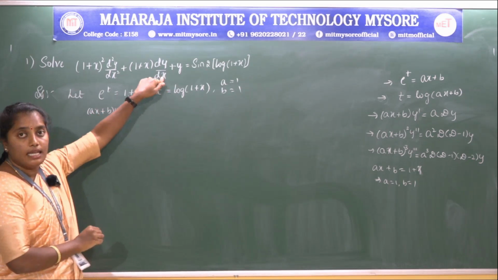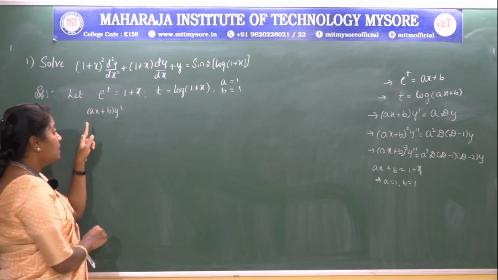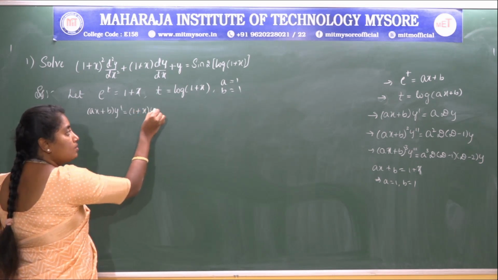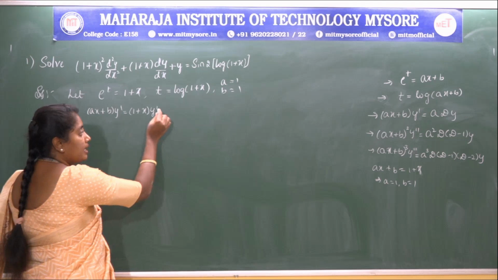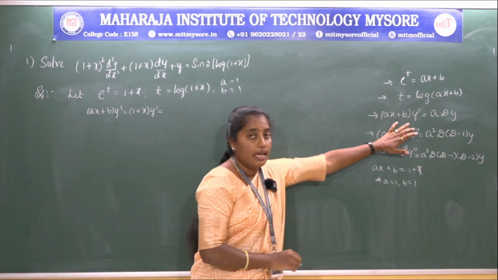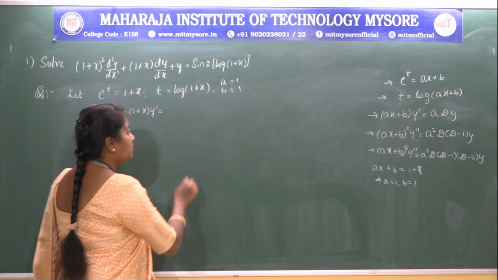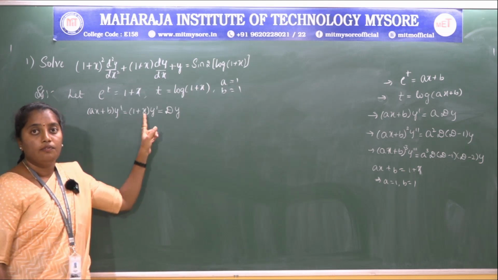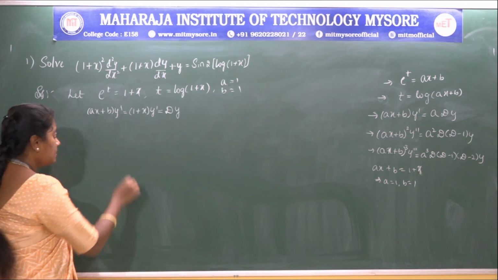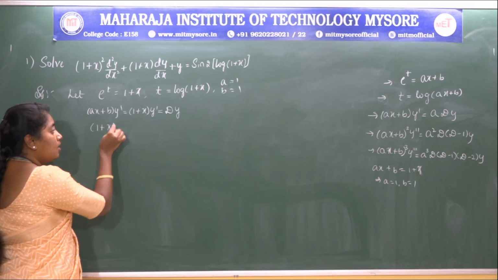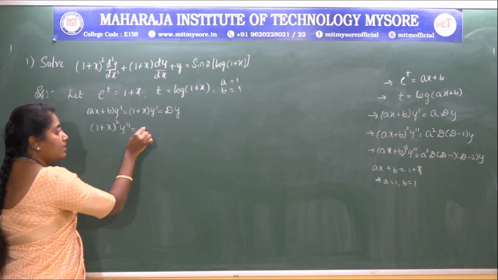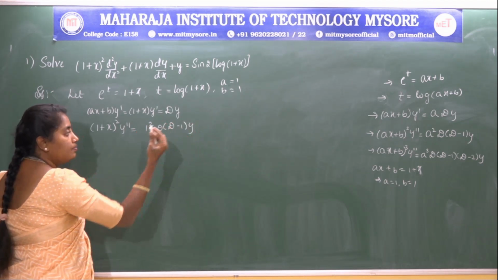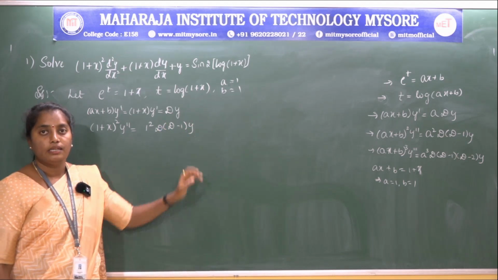Y dash is the first derivative, ax plus b into y dash, where the ax plus b value in this problem is 1 plus x into y dash. 1 plus x into y dash is equal to a into dy. Here the value of a is equal to 1, hence we get 1 into dy as the substitution for the first derivative element. Similarly, for the second derivative element, 1 plus x whole square y double dash is equal to 1 square D into D minus 1 into y.